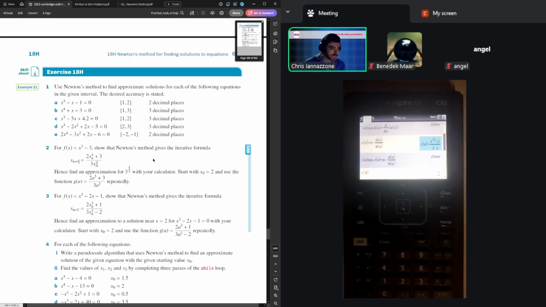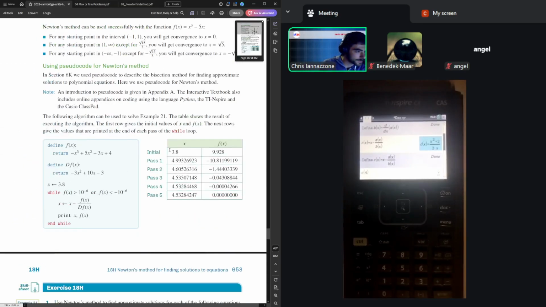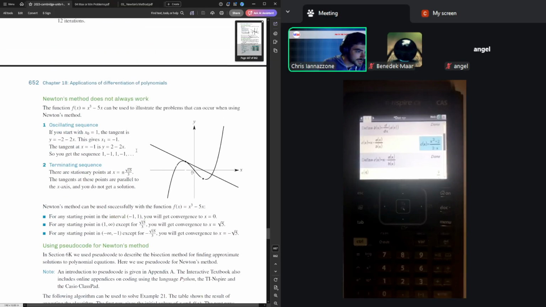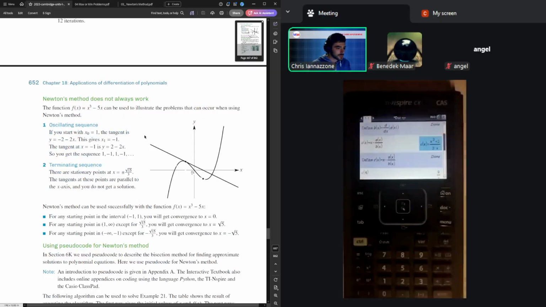That's fundamentally what's happening here. The algebra is not particularly challenging, so I won't cover it too much, because there's just one more thing to show, which is the final kind of question, which has nothing to do with calculation in the slightest. It has to do with the limitations of Newton's method, and why it does not necessarily always provide you a solution. The two you want to understand are the oscillating sequence and the terminating sequence.